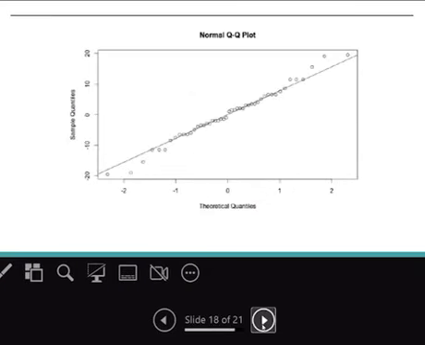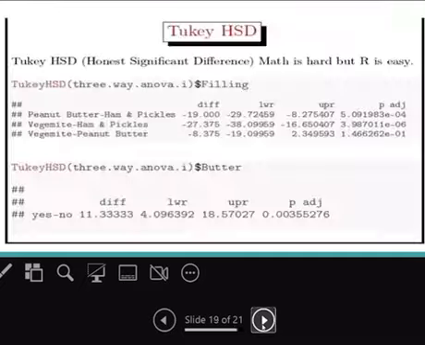If you take a look at this, I don't expect all the points to be on the straight line, because we don't have a perfect model before we can follow a normal distribution. If the majority of the points are on that diagonal straight line, we are fine. That's normality. Now, we also do comparison tests.